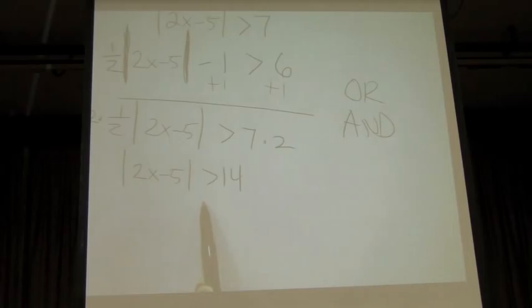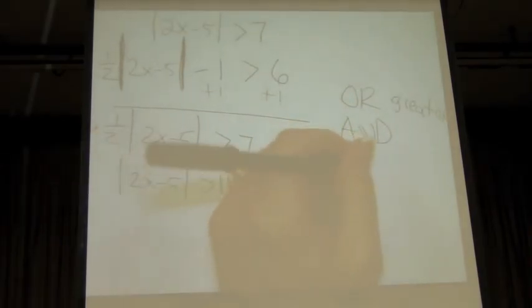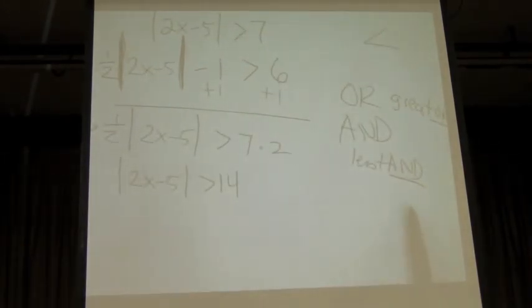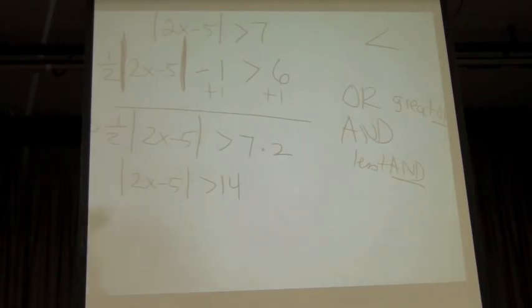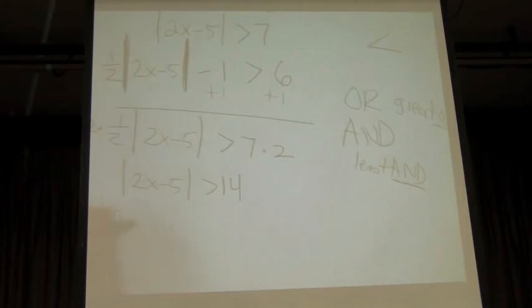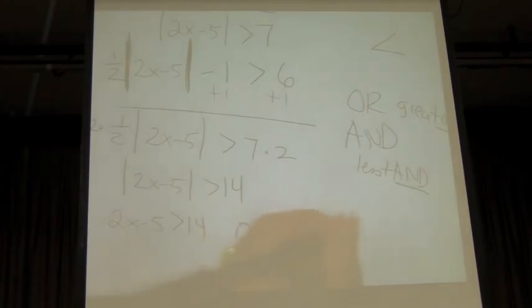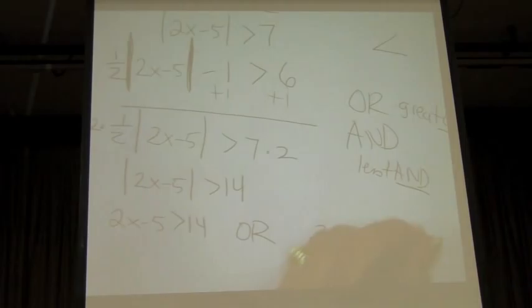This is greater than. If it had the symbol less than, okay? So this is an "or" problem. The most important thing to remember about absolute value is you're solving 2 inequalities. There's always 2 of them, not just 1. So, 2x minus 5 is greater than 14, or 2x minus 5 is less than negative 14.